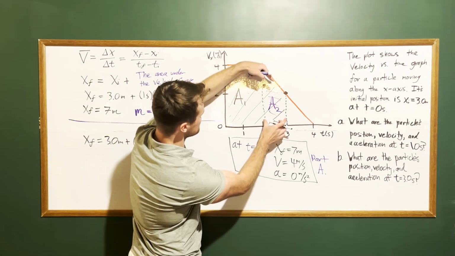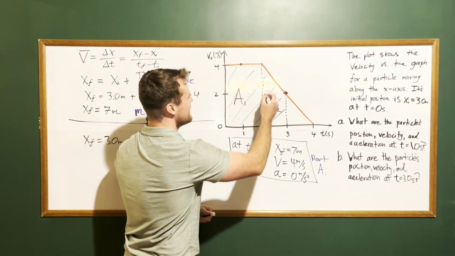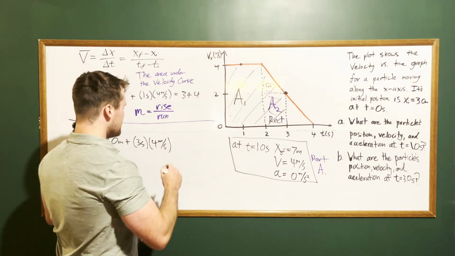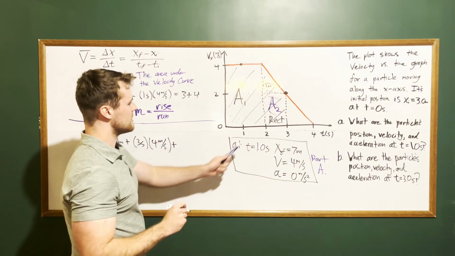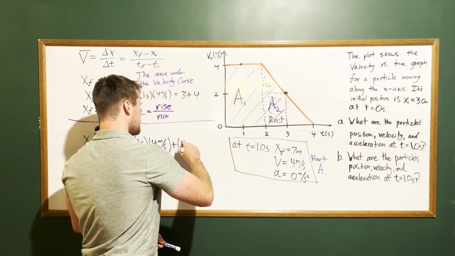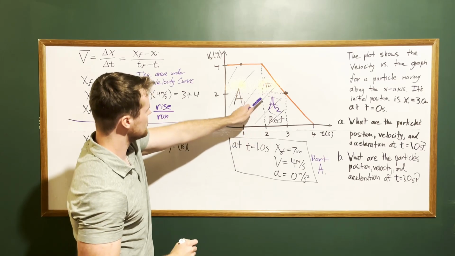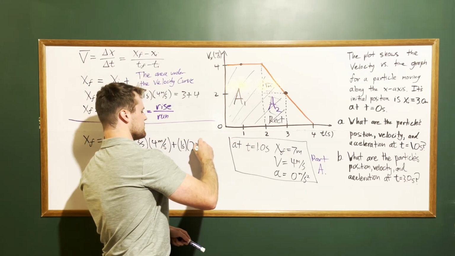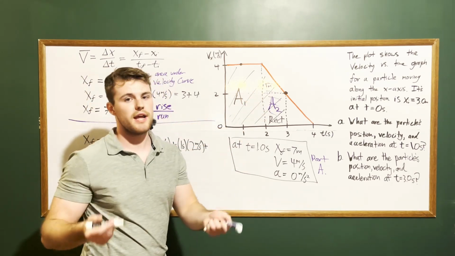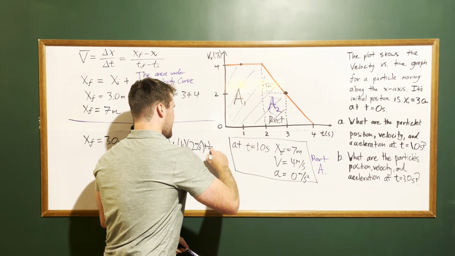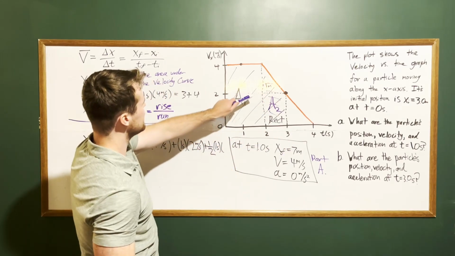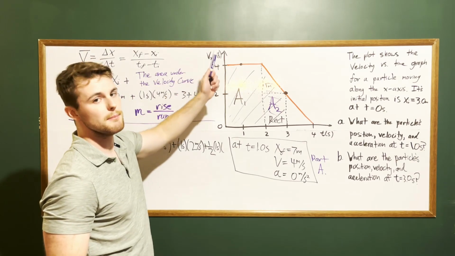A2 is going to be this shape, which I'm going to break down into two shapes, a triangle and a rectangle. This first rectangle is just going to be base times height, which is 1 second. That's this base right here, 3 minus 2. 1 second times its height, which is 2 meters per second, plus the area of this triangle, which is just 1/2 base times height. 1/2 base, same as the rectangle, 1 second times our height, 2 to 4 is 2 meters per second.